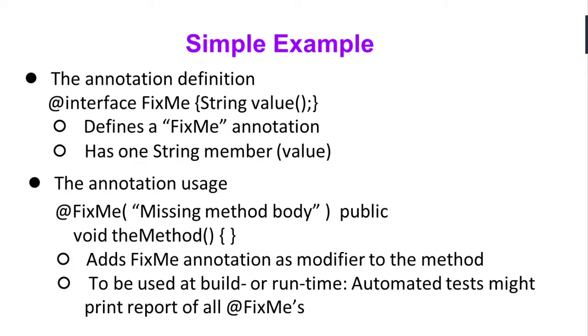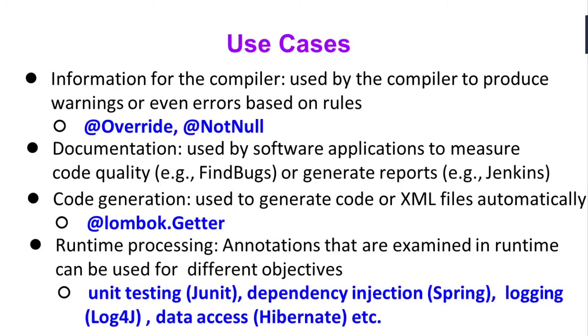Before using an annotation, we first need to define it. We give a simple fake annotation here, which has an annotation member called value whose type is string. Annotations can have annotation members of different types. Then we can assign values to annotation members and the program behavior will be customized accordingly. Annotations can be used for different purposes, including information for the compiler, documentation, code generation, and runtime processing.